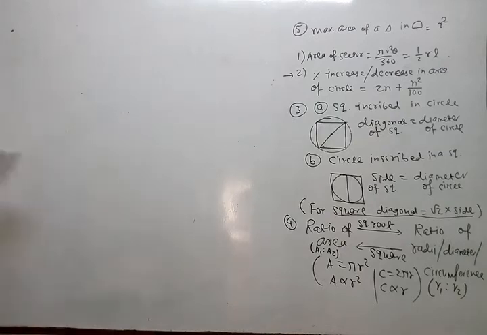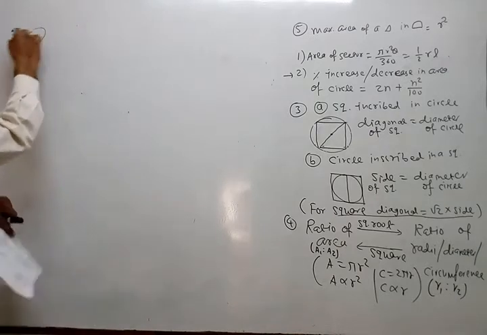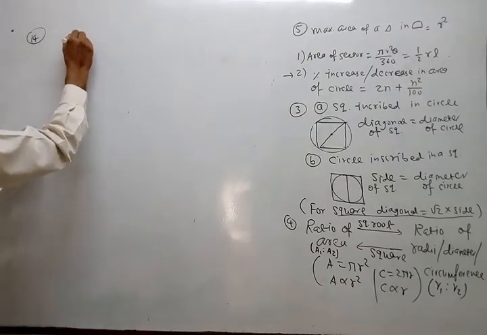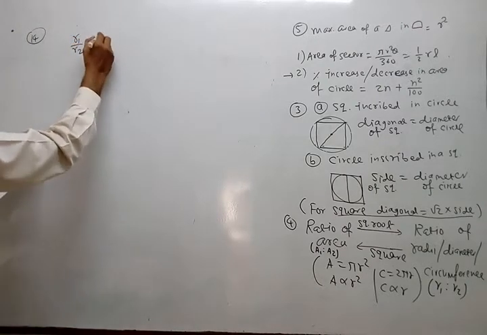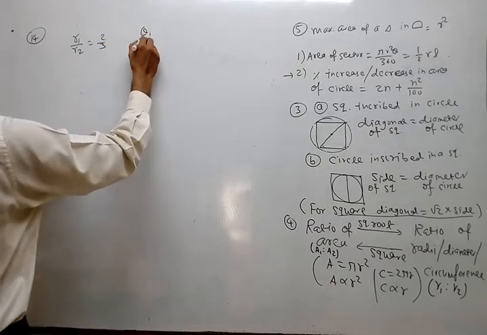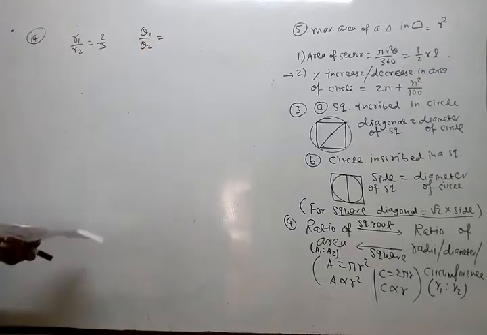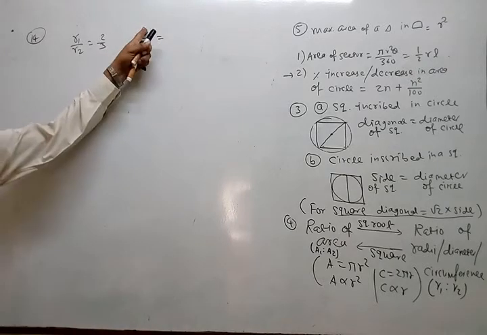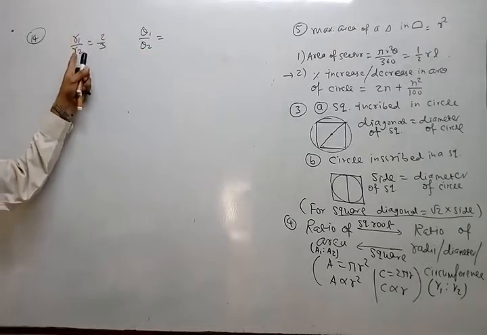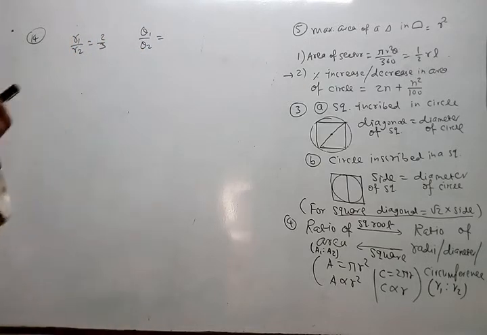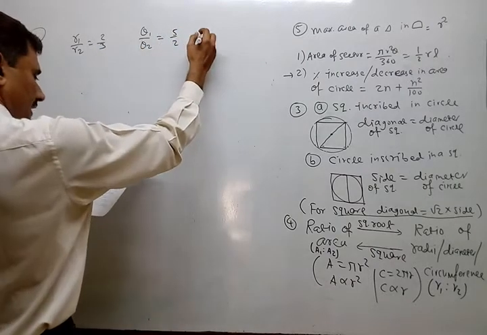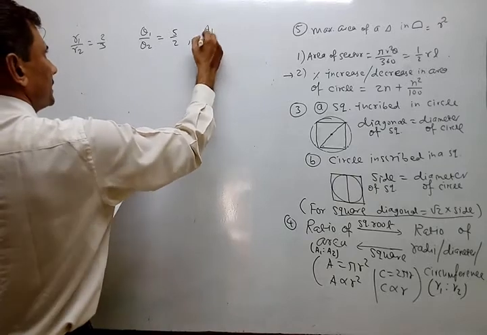So number 14, they have given R1 upon R2 is 2 upon 3, theta 1 upon theta 2. You understand? Theta 1 and theta 2 are the angles of the first and second sectors, R1 and R2 the radii of the first and second. Two different sectors are being compared here. And this is given as 5 by 2. What is asked? A1 upon A2, the ratio of the areas.